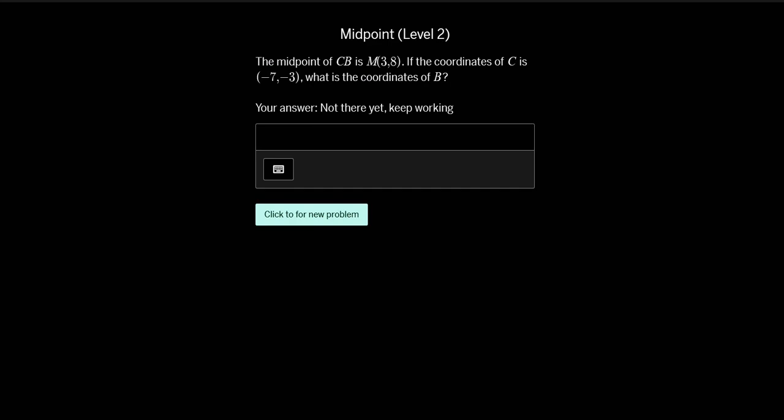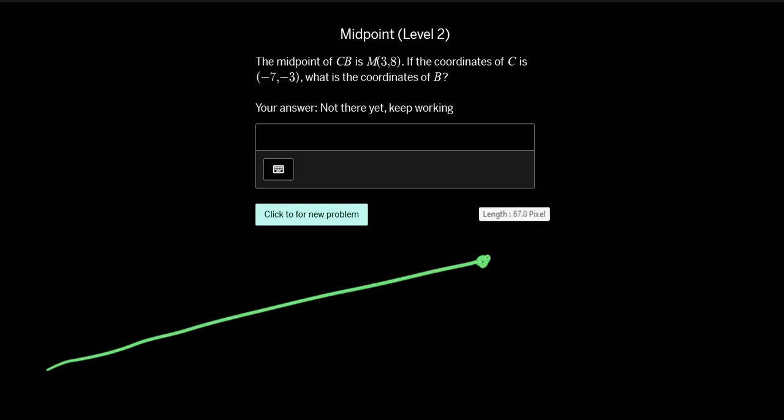Now for a question like this is where people sometimes get confused on how to answer it. So we're told that the midpoint of CB, so my line is CB, is M, standing for midpoint, (3, 8). If the coordinates of C is (-7, -3), what is the coordinate of B? There's no diagram, but we know we're dealing with a line segment because this says CB, and we know we're dealing with a midpoint on that line segment. So the easiest thing to do is just simply draw out a line segment, call it CB, and throw the midpoint in the middle.